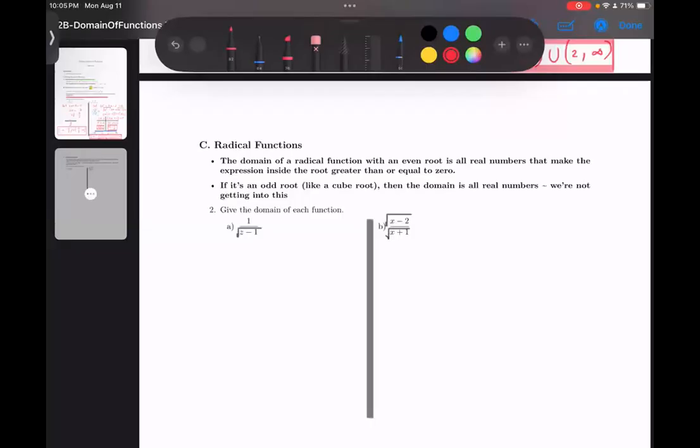Radical functions. Before we actually jump into the domain, I want to recall something. If I have a generic radical like that, the part underneath the root is called the radicand, and this symbol is the root. This number here is the index. For a square root it would be 2, but we don't usually write the 2 there. The cube root will have index 3, the fourth root will be 4. Those are indices.